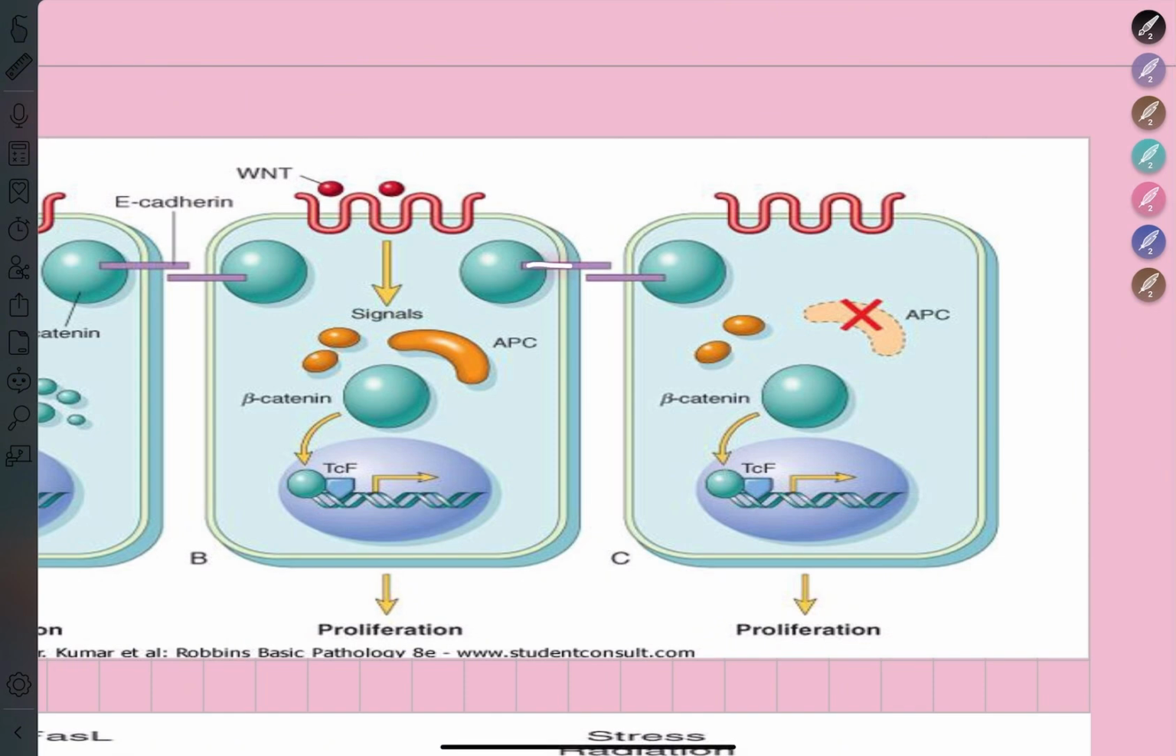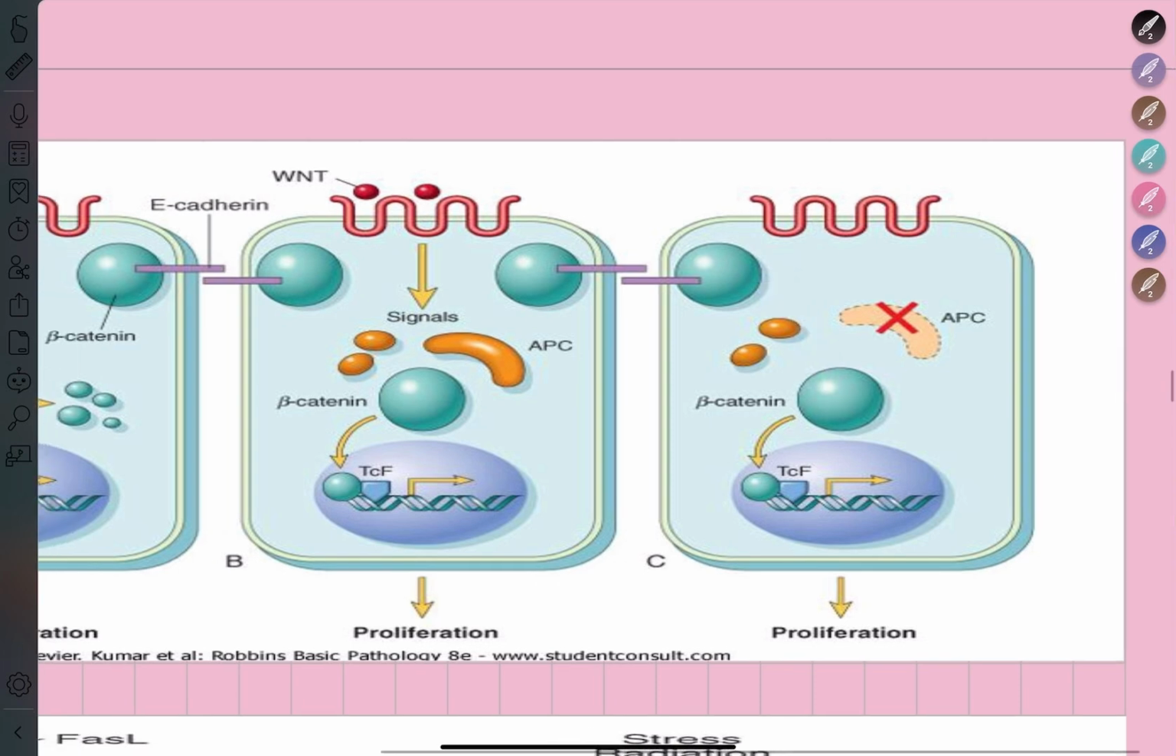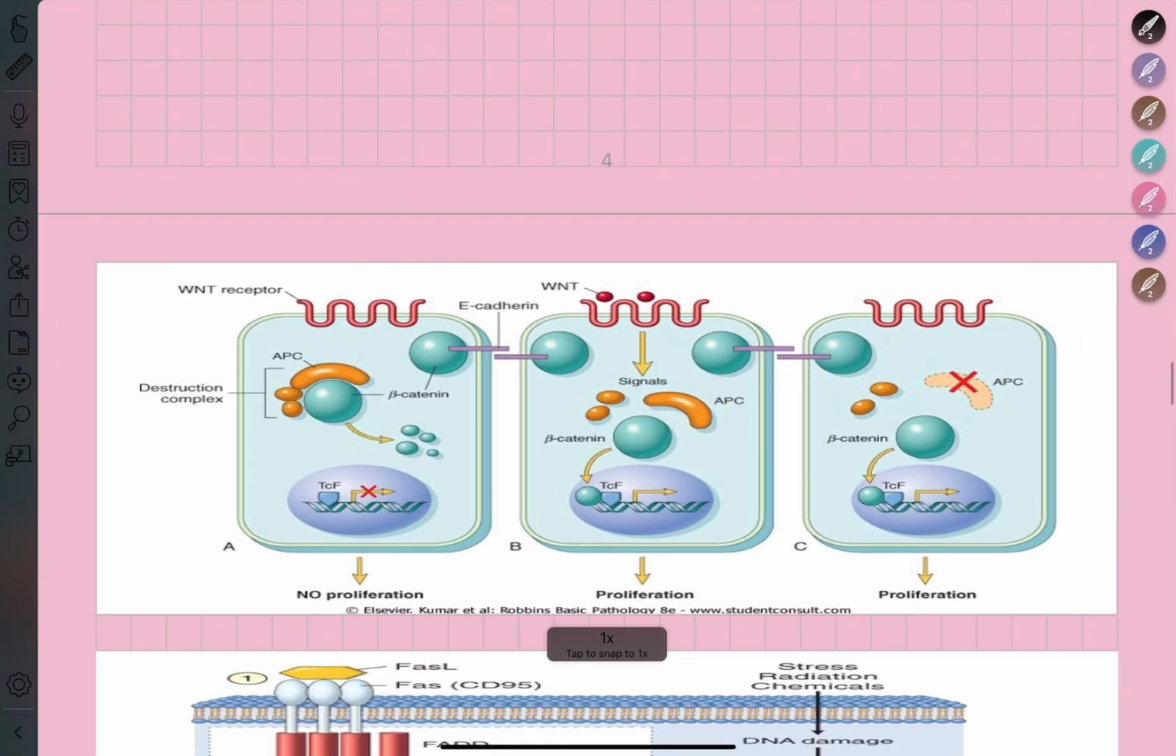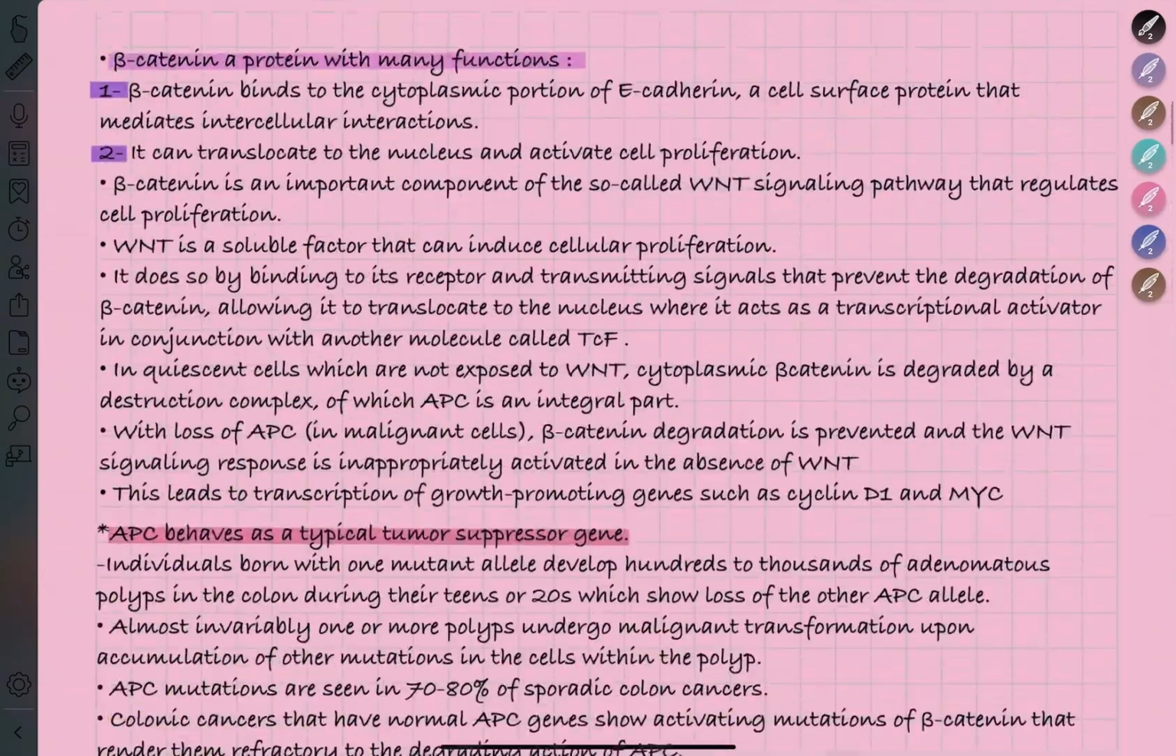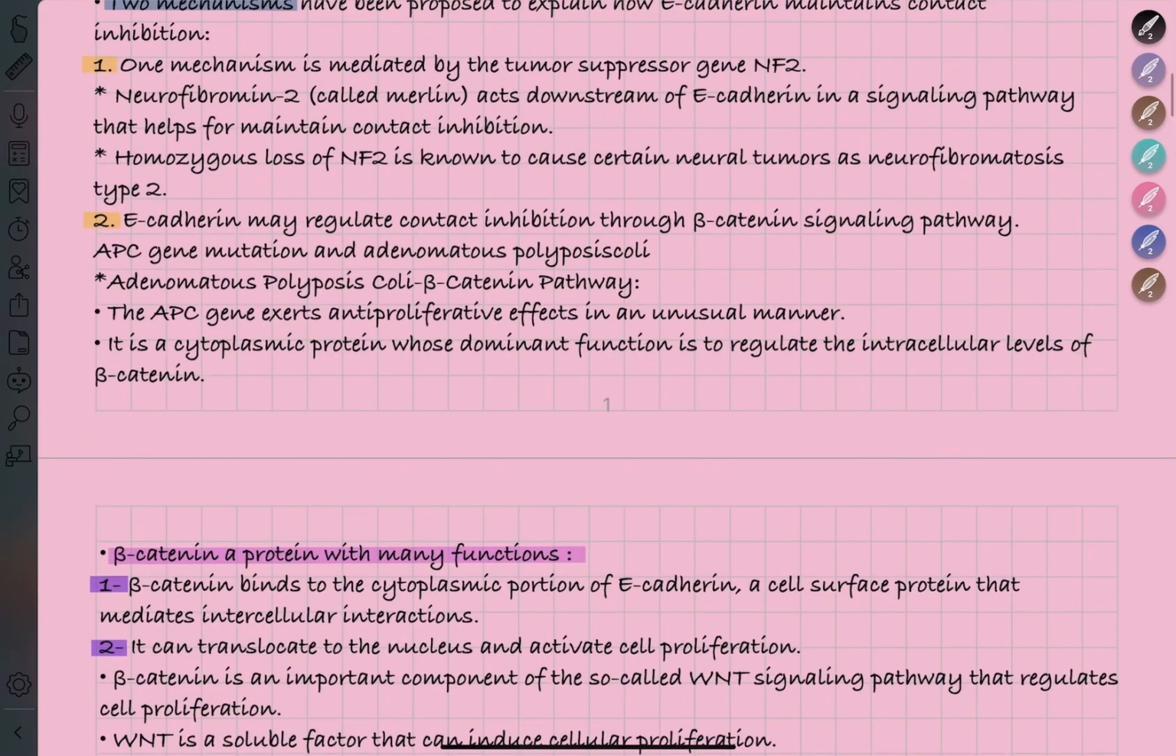So, what does the E-cadherin have to do here? E-cadherin sends a signal to the beta-catenin to allow it to enter and cause proliferation. This is normal. Normally, signals come from what we call WNT, and this is the WNT receptor, and so on. We're going to get to that later when we study the WNT part. Anyways, I want to talk about APC gene mutation in adenomatous polyposis coli, the adenomatous polyposis coli beta-catenin pathway.